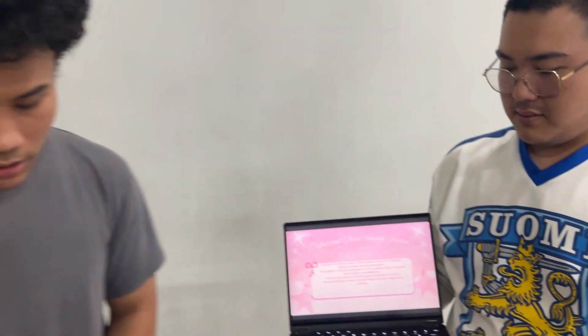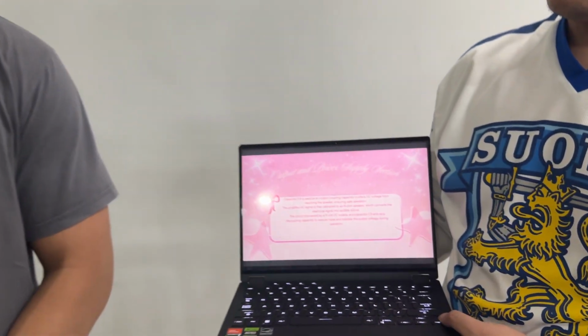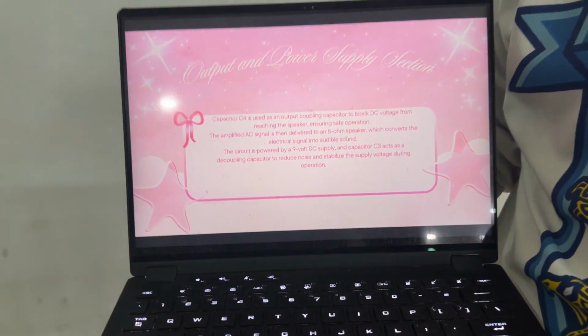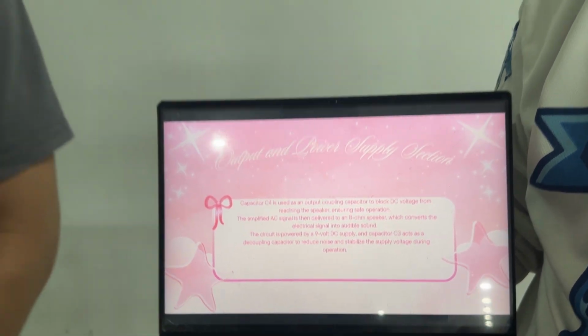For the input process output flow, the operation of the system can be summarized using an input process output model. The input is a weak biological sound signal captured by a microphone or sensor. Next.